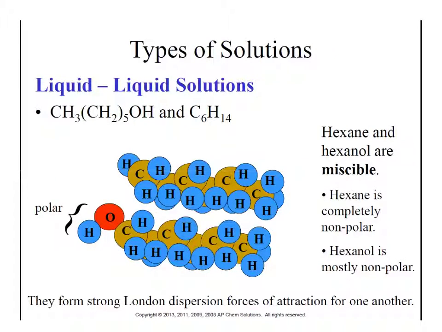Hexanol would actually be miscible with something like hexane. Hexane is just a long carbon chain group, and as you can see, this is only going to have London dispersion forces, and since we've got a long nonpolar group and a long nonpolar group, these two would actually be miscible because they would have a higher attraction than water would for that guy right there.